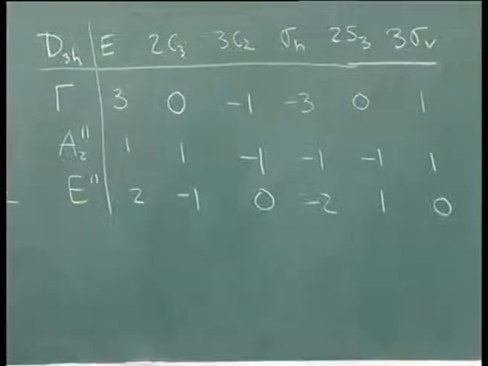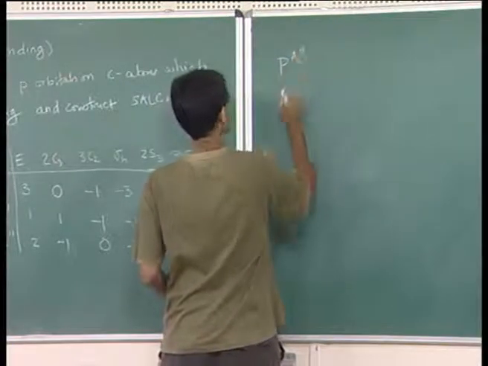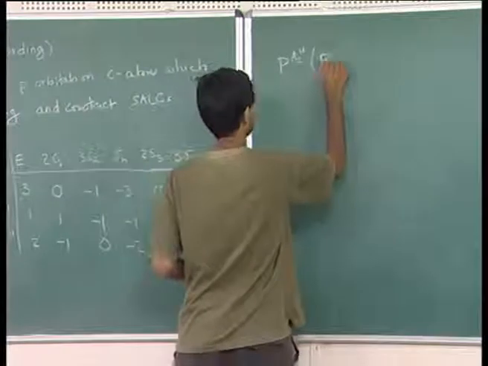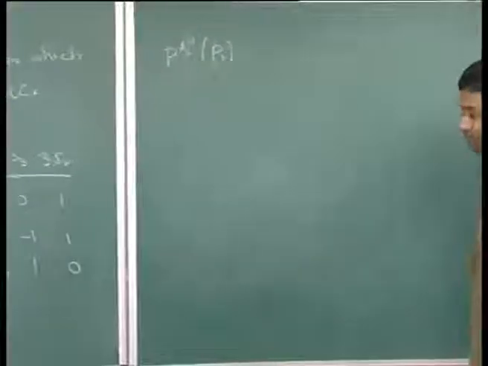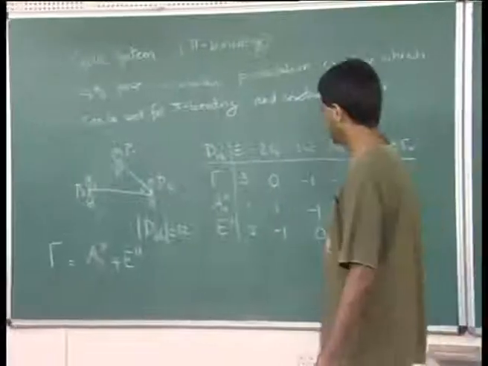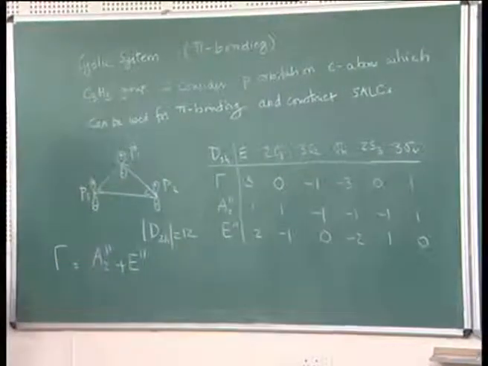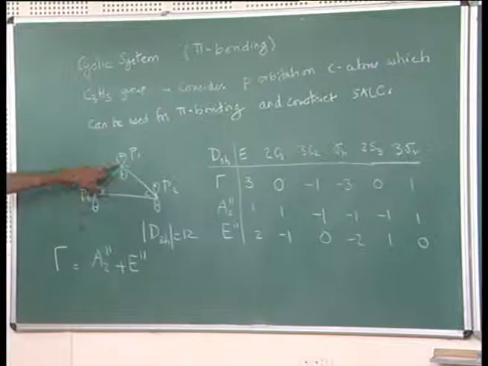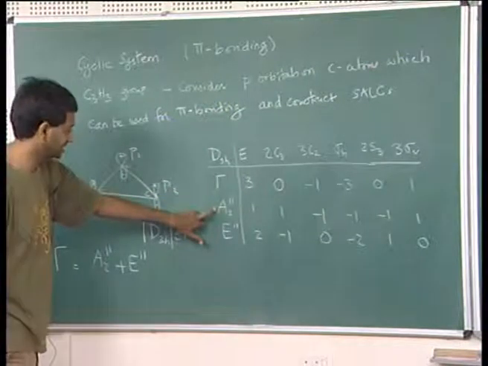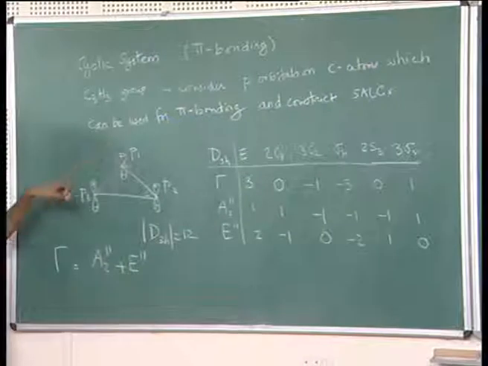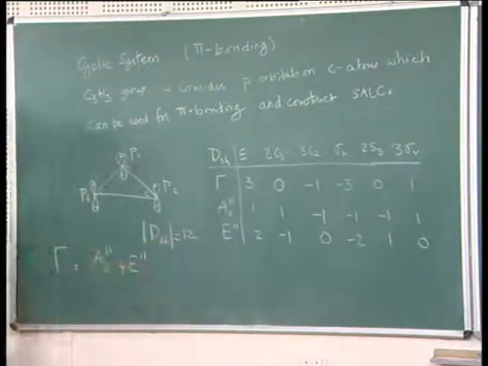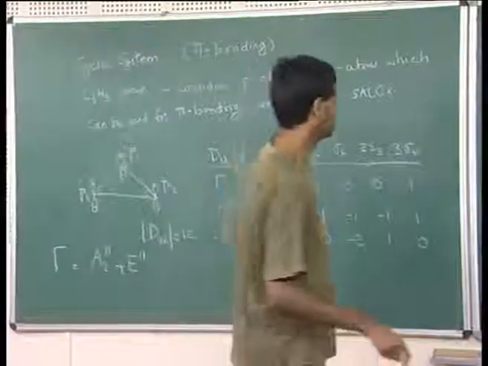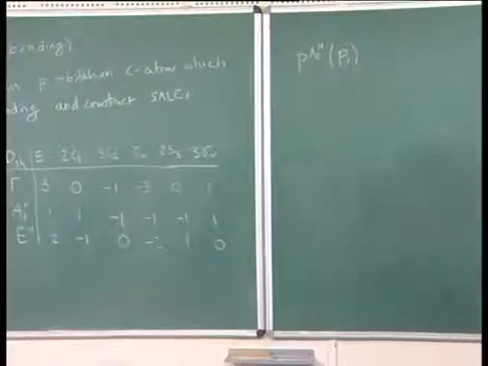So, now let us look at the one dimensional representation. Let's find the projection onto the one dimensional representation, and let this operate on P1. We are going to take these 3p orbitals. We are going to construct one orbital which transforms as the one dimensional representation A2 double prime, and we are going to construct two more orbitals which transform as E double prime, which form a basis for E double prime. Okay, so let us project P1 onto A2 double prime.